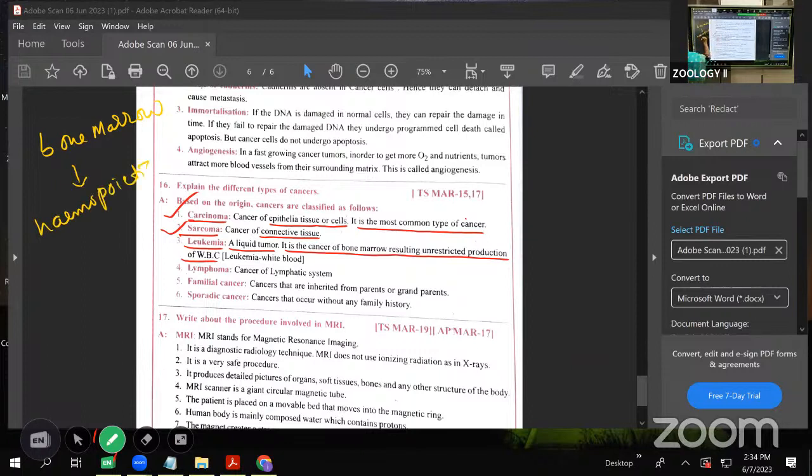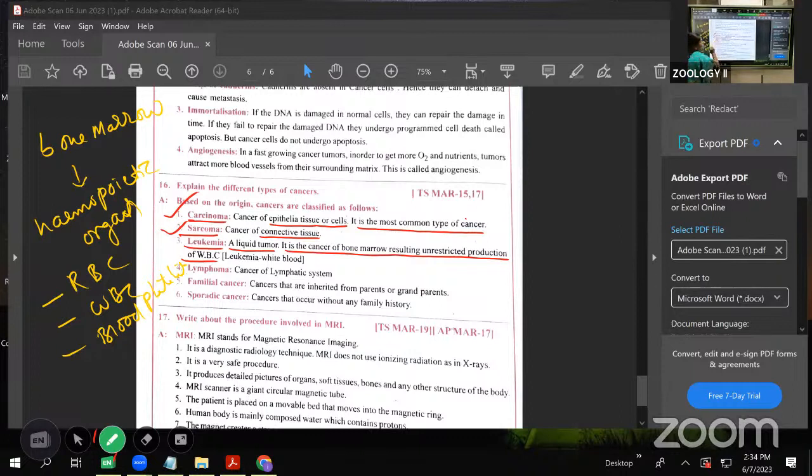Why do we call it a hemopoietic organ? Because it produces all the blood cells: RBC, WBC, and thrombocytes, which are also called blood platelets. All are synthesized by the bone marrow. That's why we call it a hemopoietic organ.